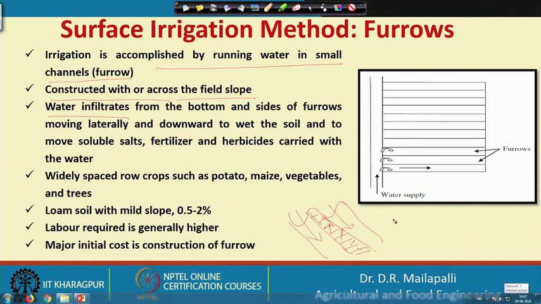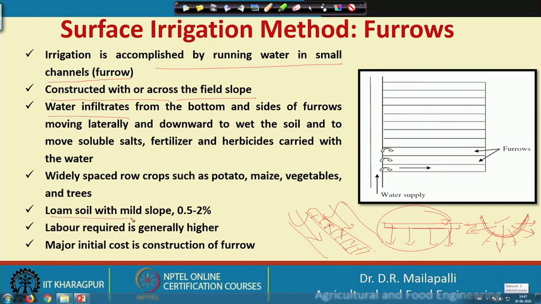Like the border or basins, the whole field is wetted. It infiltrates completely vertically down in border and basins, whereas in furrows, since it is an open channel, water infiltrates down and also radially or even horizontally. So, in all directions water is going to infiltrate. That is the difference between border, basin and furrows.